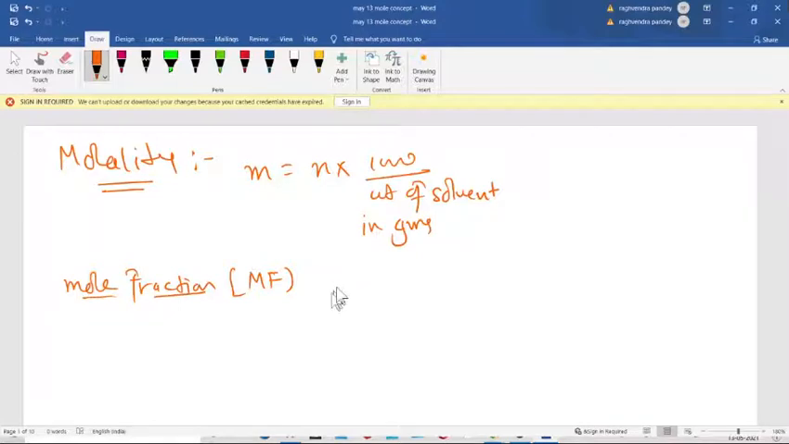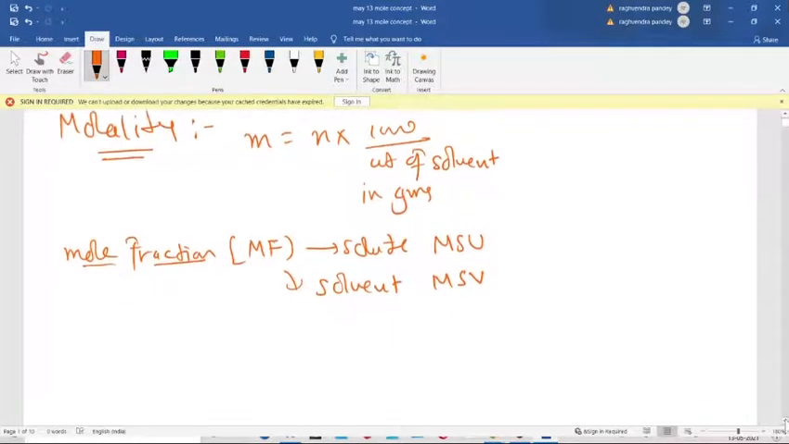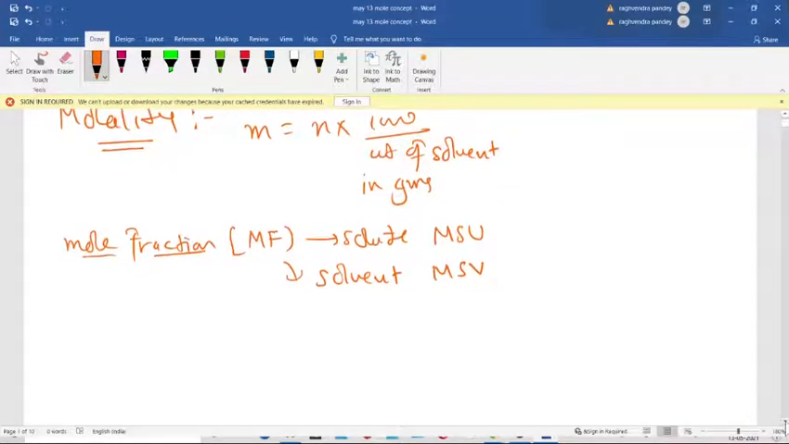Okay, and for solute I will be writing mole fraction of solute MFU. For solvent it will be MFV. Okay, so this is your mole fraction. Now, we have to insert this mole fraction formula into the molality formula.